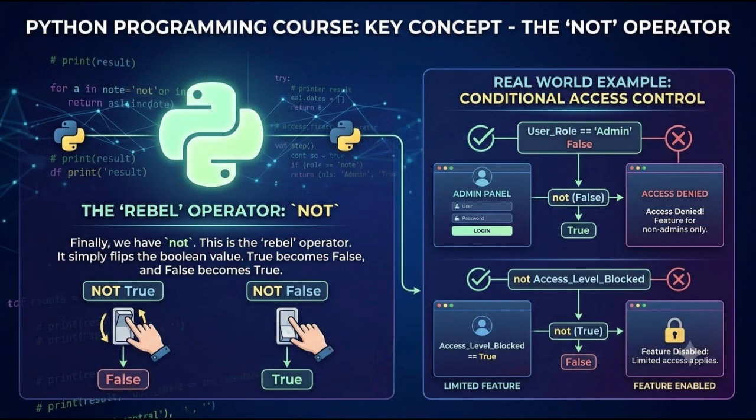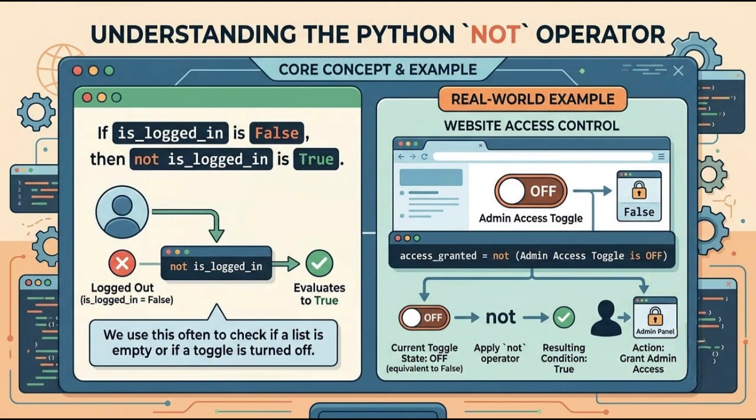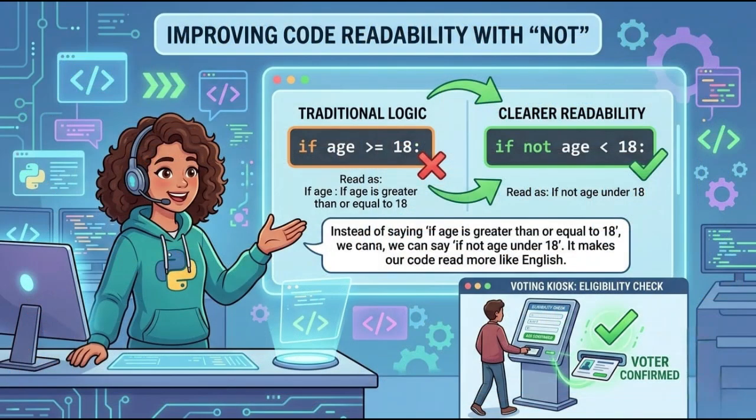Finally, we have NOT. This is the rebel's operator. It simply flips the Boolean value. True becomes false, and false becomes true. If is_logged_in is false, then not is_logged_in is true. We use this often to check if a list is empty or if a toggle is turned off. Instead of saying if age is greater than or equal to 18, we can say if not age under 18. It makes our code read more like English.